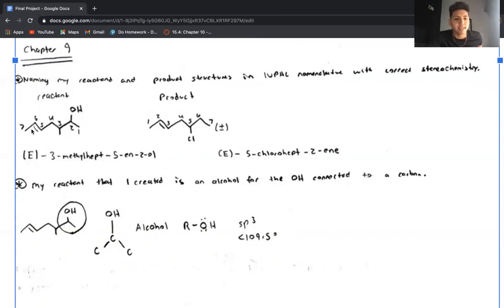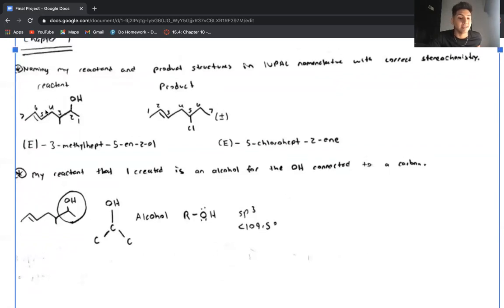And the reason why it's an E is because it's trans. So if we make a line here, this carbon would be opposite the hydrogen connected over here. And then we have another hydrogen here, but this carbon is also connected, which makes it opposite. Like I said, it is a trans, but we also name it as E. It's not a Z or a cis.